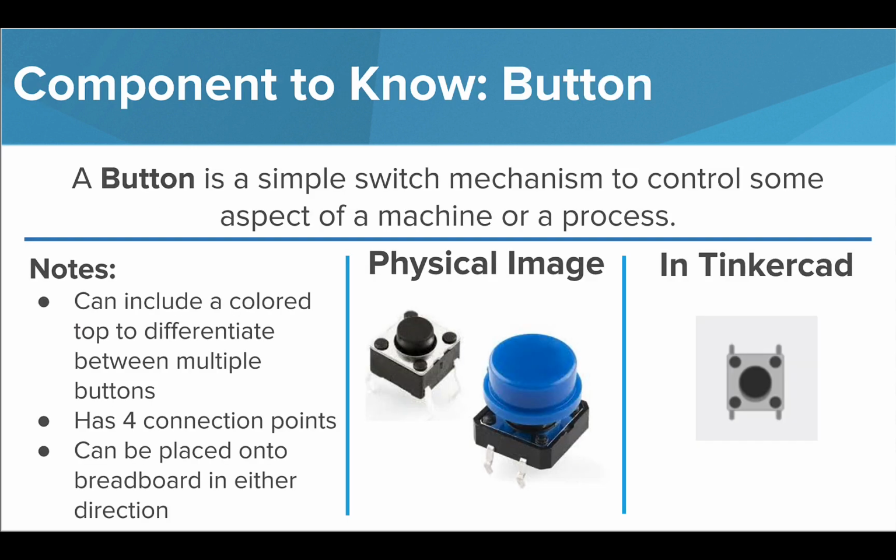During your next exploration, you'll be using a new component. A button is a simple switch mechanism that is used to control some aspect of a machine or process. Though there are many types of buttons, they all look generally the same. There are 4 connection points on a button, and they can be added to your circuit in either direction.